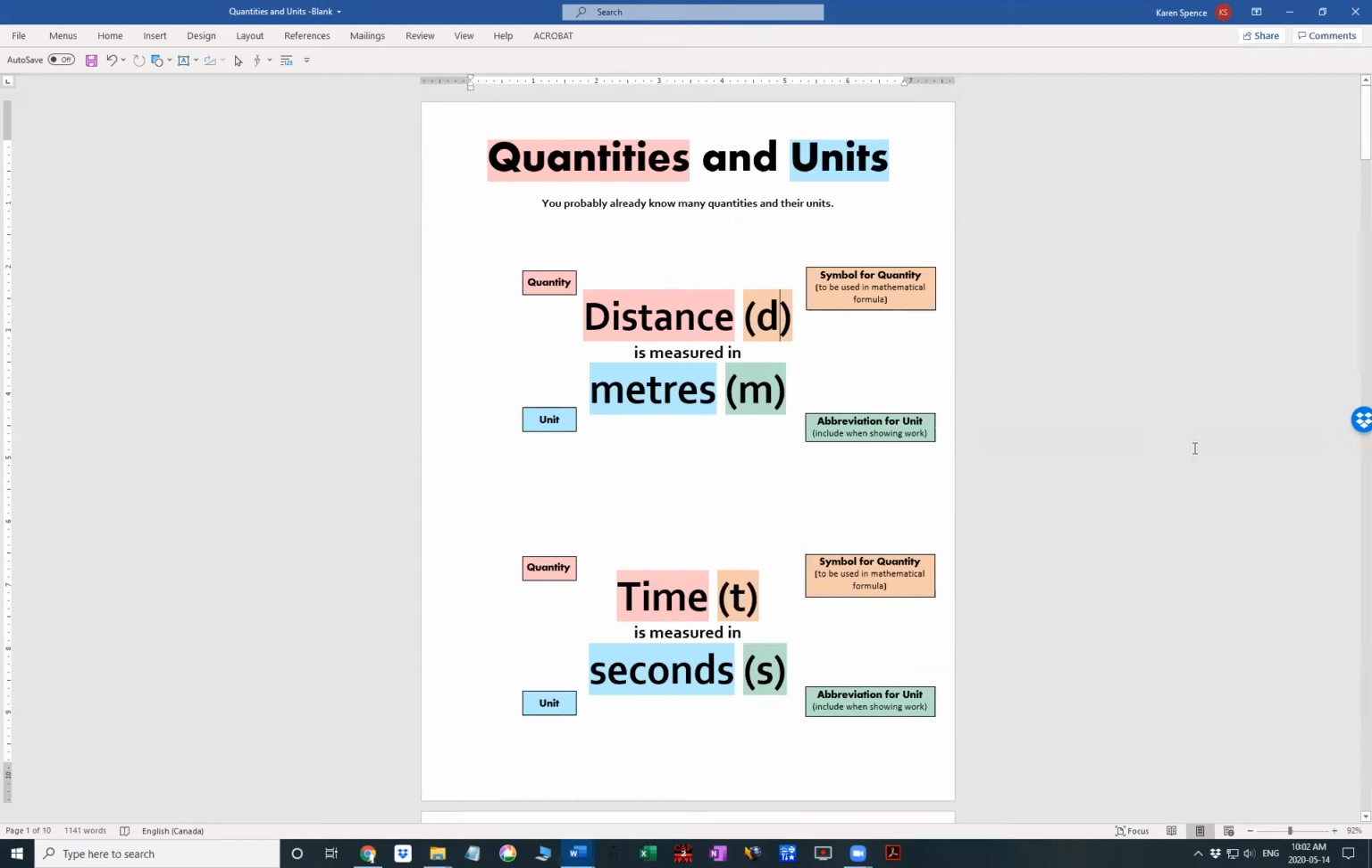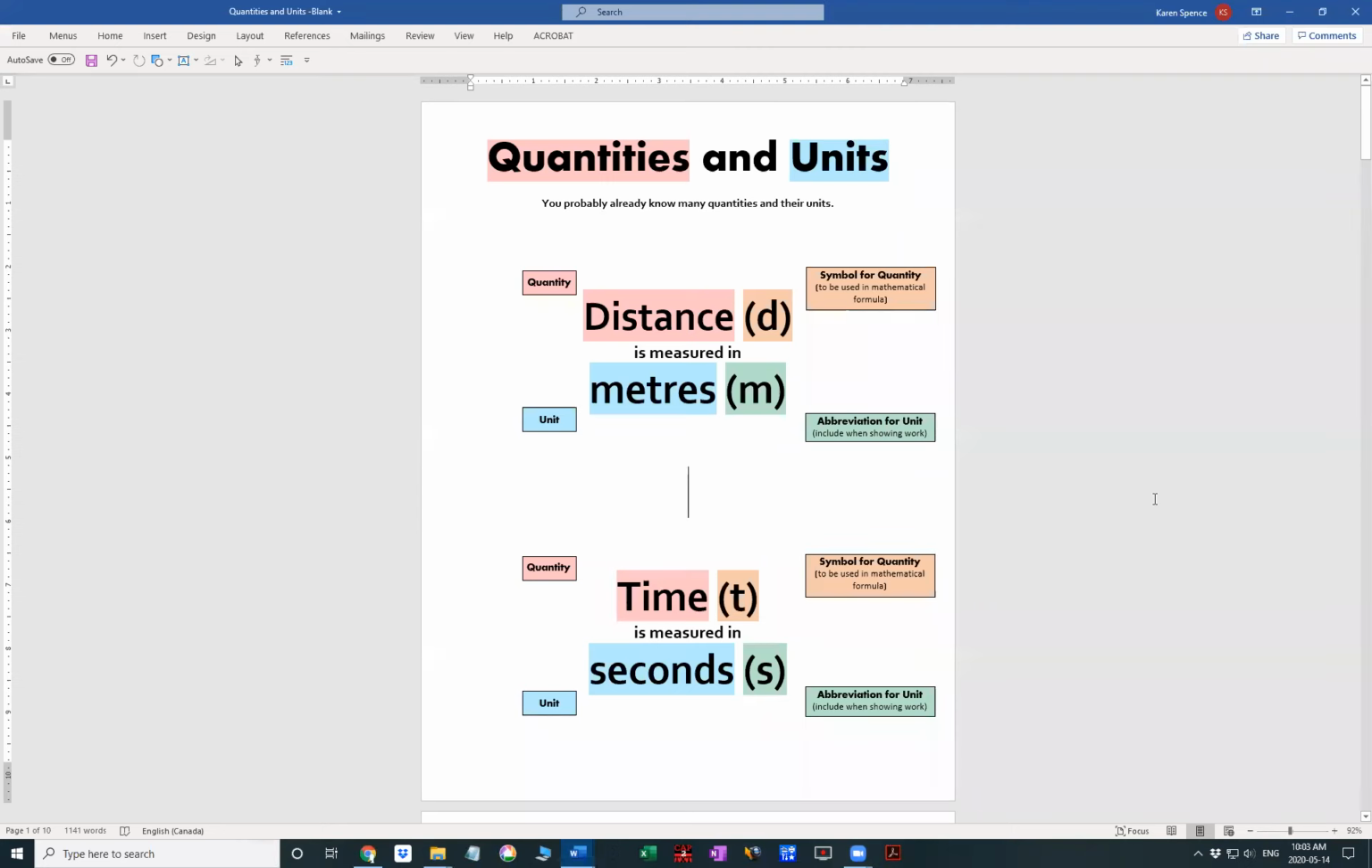And the symbol for the quantity is D. The symbol for the quantity is not M. M is the abbreviation for the unit. So I've tried to color code this. You know, red and orange are sort of related colors. So the quantity in this document will always be this sort of pink color. The symbol for the quantity will always be orange. The unit will always be in blue. That's going to be the full word for the unit. And then the abbreviation for the unit is always going to be in lowercase.